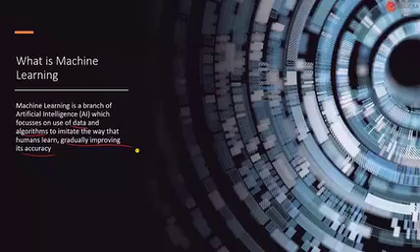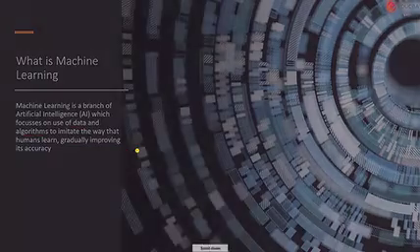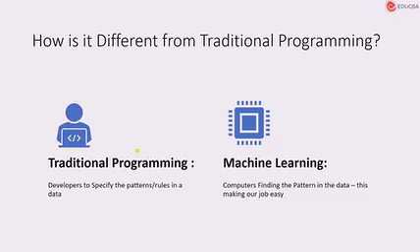Now, the way this is different from traditional programming approaches, if you remember, is that in traditional programming, as a developer, I have to specify the rules and the patterns that are present in the data. But in machine learning, the computer itself is going to find a pattern in the data, which makes our job an easier one.